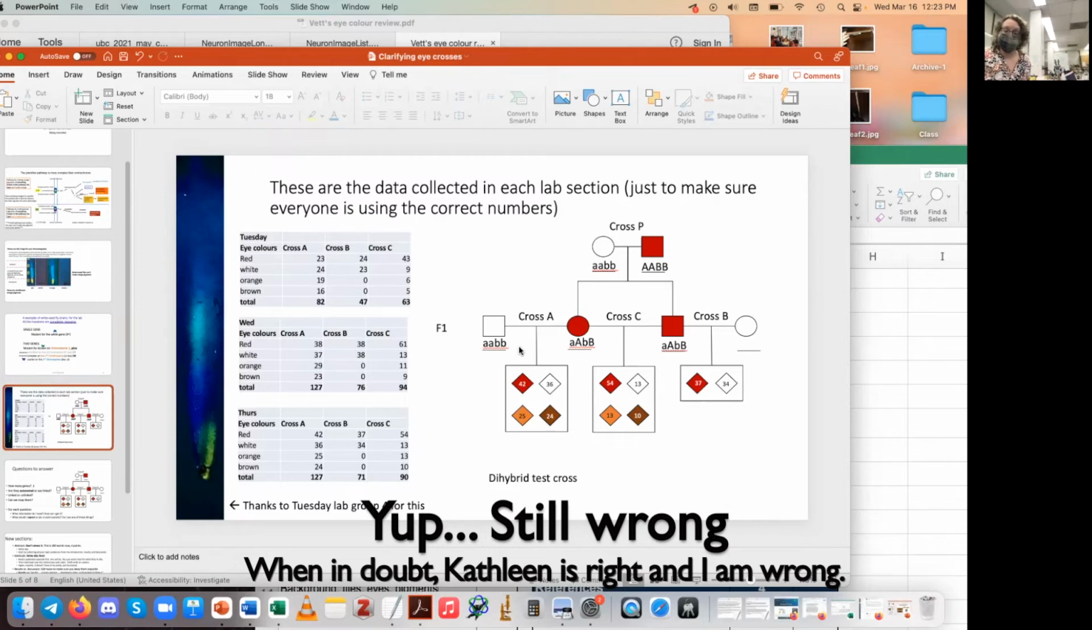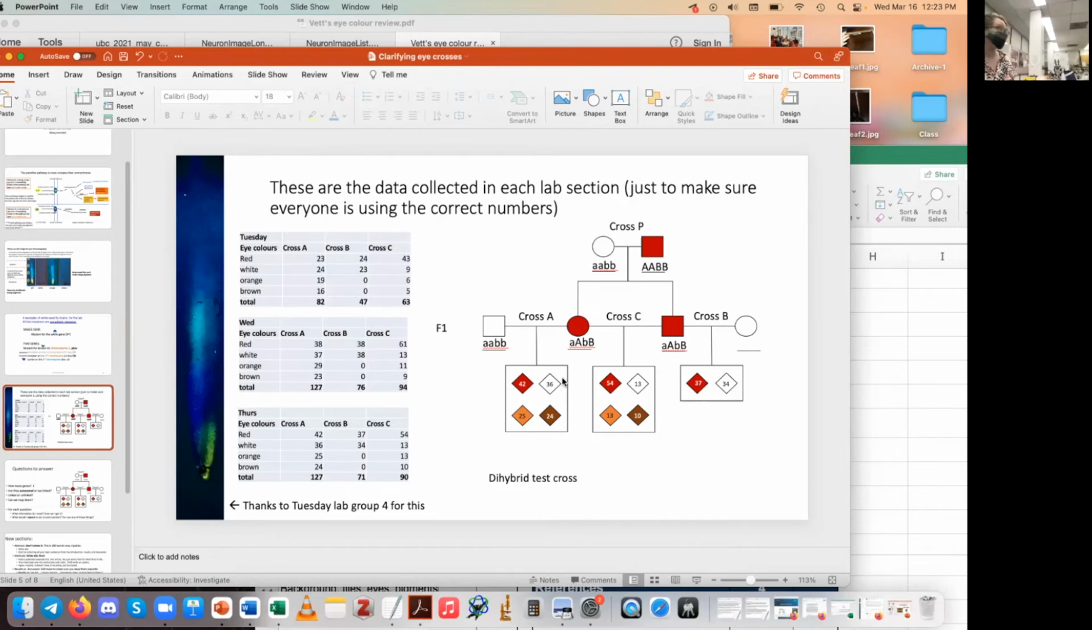In cross A, we see that because these females are heterozygous, they're making heterozygous gametes. They're going through meiosis and they're recombining. So we get a variety of phenotypes. And we're seeing the orange and the brown. We're seeing these single mutants, as opposed to just the white double mutants.